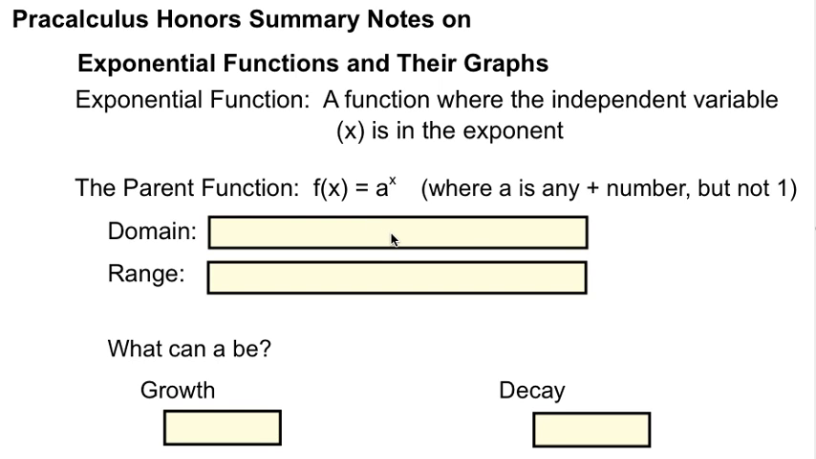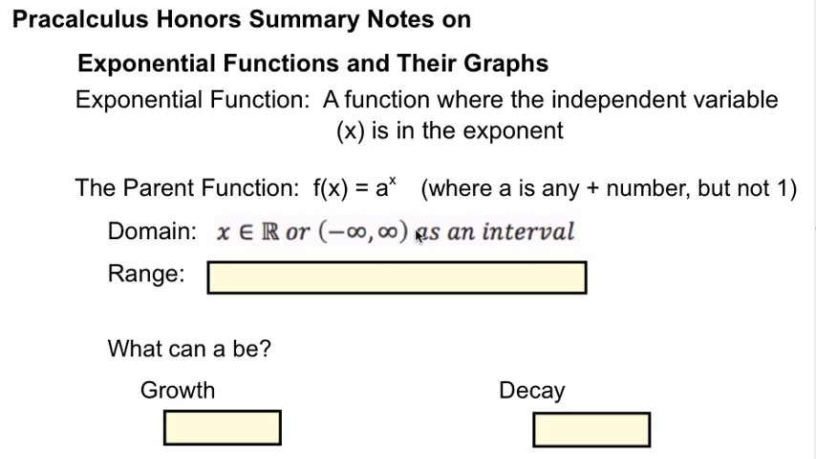Okay. So what's our domain? Our domain, if you recall, is what x is allowed to be. And if you have a value a and you're raising it to a power, you can raise it to any power you want as long as that power is a real number. So our domain in this case is that x is an element of the real numbers. Or you could use interval notation to say that x is somewhere between negative infinity and positive infinity, which of course includes all real numbers.